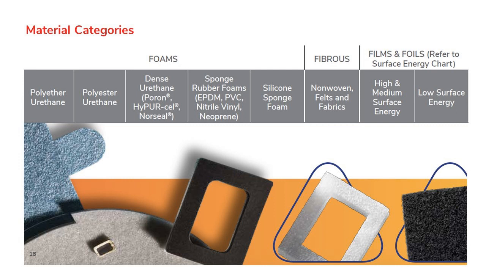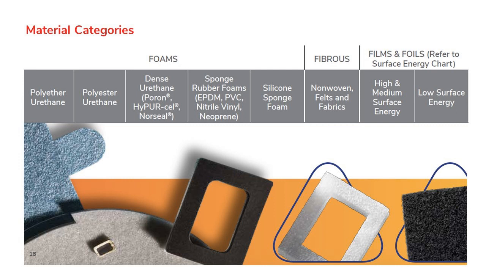Then the next broader category we have is for films and foils. And you can see here we segment it by high and medium surface energy and then low surface energy. So to refer to which surface energy a given film or foil has, you would need to see our surface energy chart, which is the next step of our process in our selection tool.